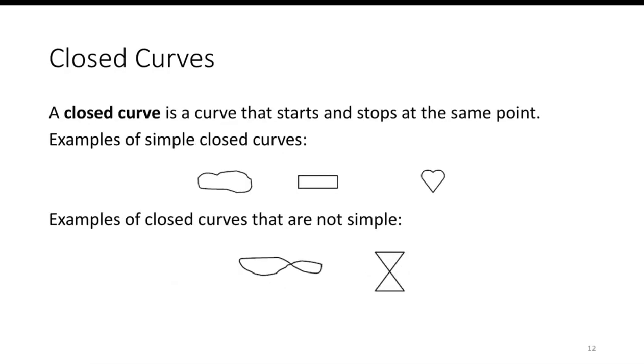A closed curve is a curve that starts and stops at the same point. So basically it could be a loop or just whatever the boundary of some two-dimensional object. And there are some examples. And then closed curves can be simple or not simple. A not simple closed curve is one that is basically like a figure 8, where it touches itself. So there's multiple parts to it.